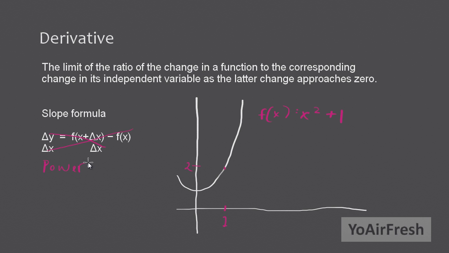So we're going to go over something called the power rule, and it looks like this. The derivative of x to the power n, where x is the base and this number here represents n, equals n times x raised to the power of n minus 1. And if you do that out, it's pretty simple here.